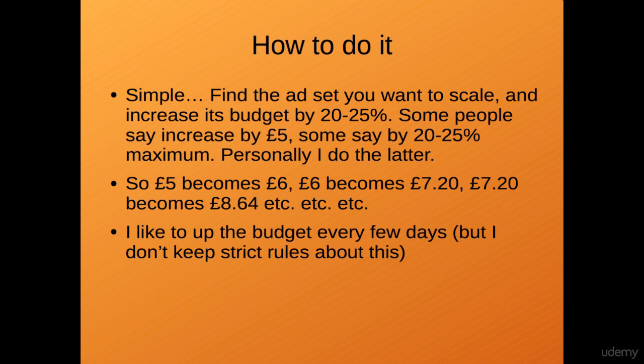So £5 becomes £6 because 20% of 5 is 1. £6 becomes £7.20. £7.20 becomes £8.64, etc., etc., and it just keeps going up in increments every time you increase it by that set percentage that you choose yourself. Okay? Again, I have to stress, this 20 to 25% budget is just a suggestion. You can increase it by 10, you can increase it by 5, you can increase it by 50 if you want. But I personally increase by 20.